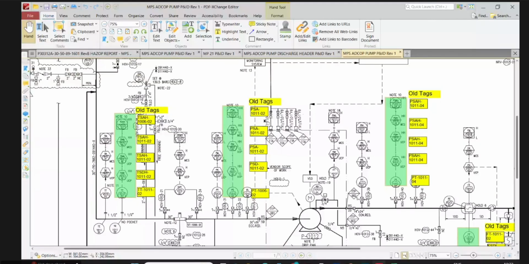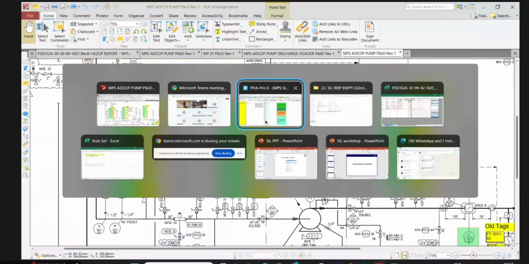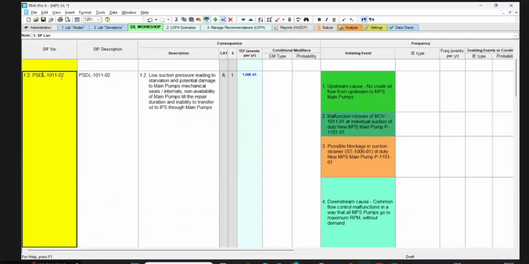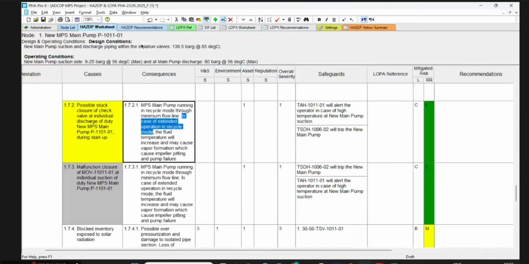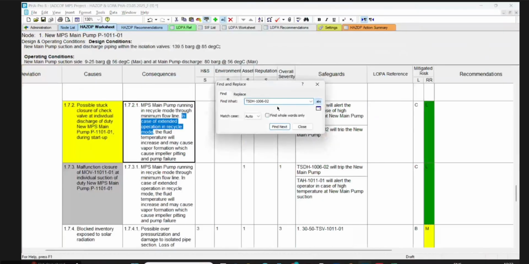Okay, guys. So 10-11-02. I will go for HAZOP now. Actually, I have already pre-populated it, but I will go through the HAZOP. In the HAZOP, this is what we have written.